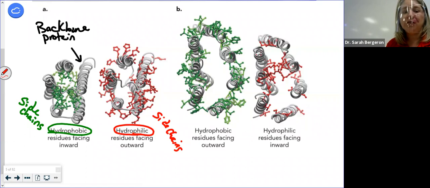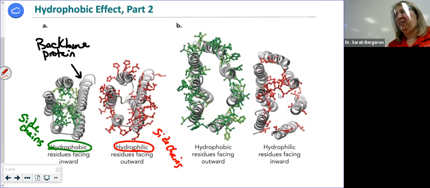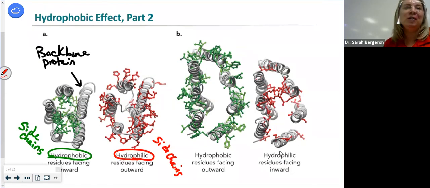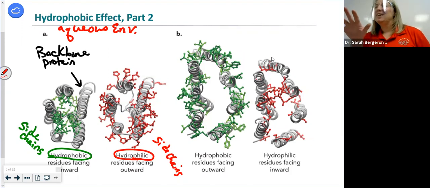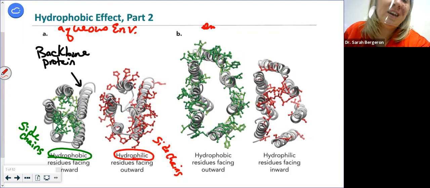Now look at protein B. Protein B, it's the same thing where this gray is the N-C-C backbone. The green are hydrophobic and the red are hydrophilic. Tell me about the green now. They're facing outward. And what about the red? That is completely opposite to what I just said. Why? They're in different environments. What environment is A in? Aqueous environment. What do you think B is in? Think about a cell membrane, embedded in a membrane.